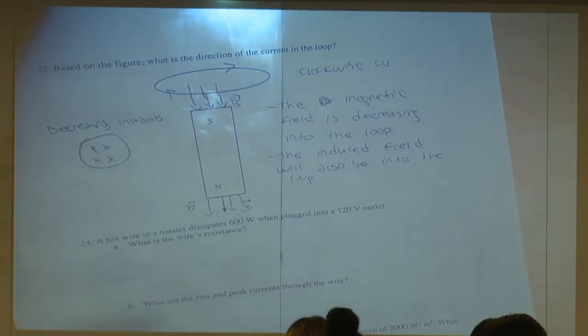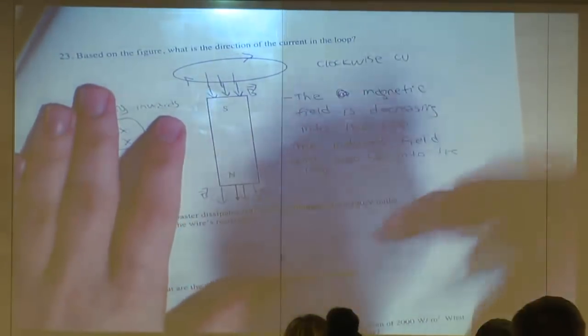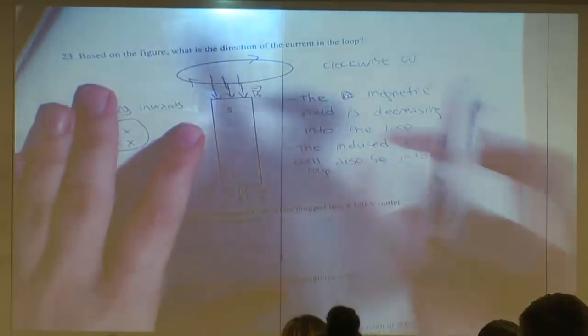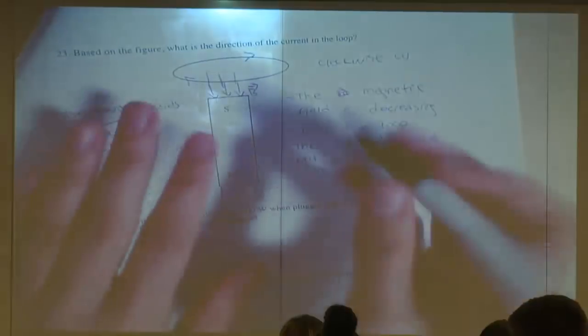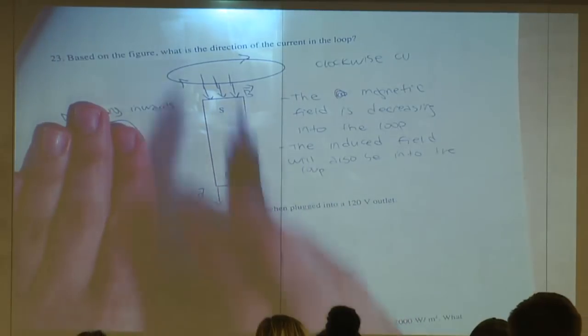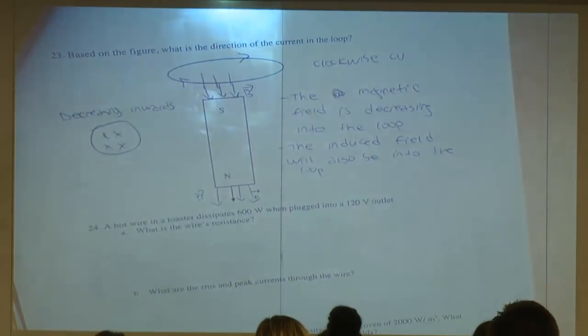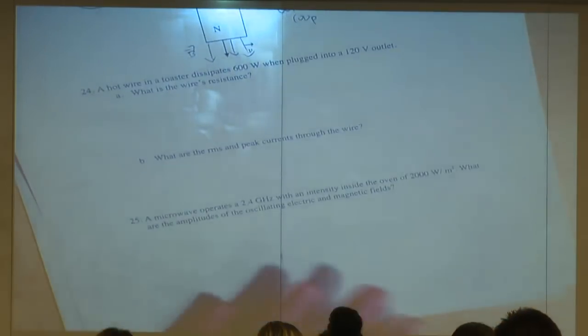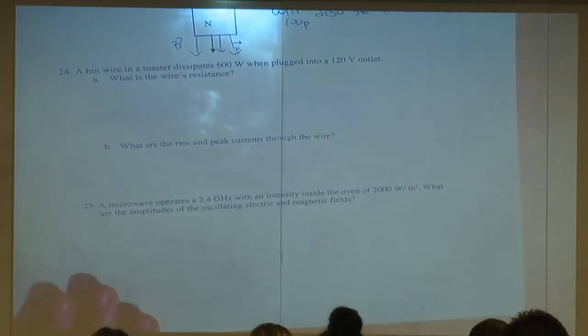But if the north were up here and you were moving it down, then it would be the opposite. You'd have less and less force going out of the loop, upwards out of the loop. Therefore, the induced field would be in that same direction, and based on that, you find the current. Sorry if that confused anyone, but she could ask it like this. I just wanted to do a more difficult type. Okay, so if we're good on that, we will go to number 24 now.